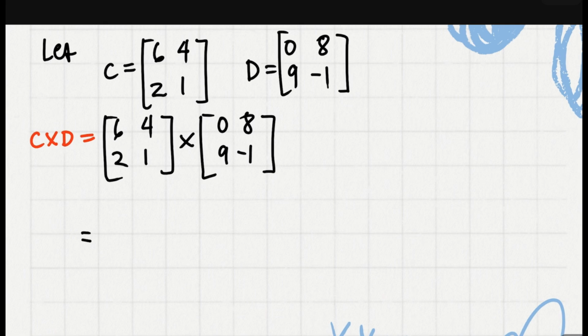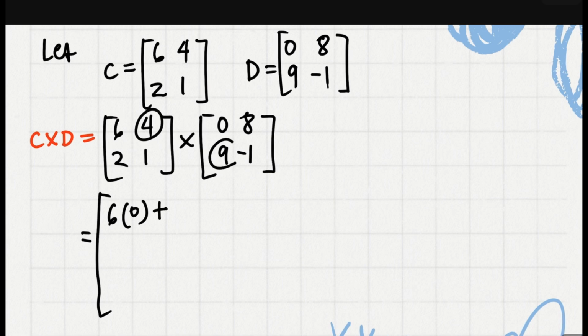So our first step is to multiply the first row of the first matrix, multiply to the first column of the second matrix. So this will be element 6 times 0 plus, so they are the same location. Next is 4 plus 4 from the first row again times the last element on the first column of the second matrix. So that's plus 4 times 9.